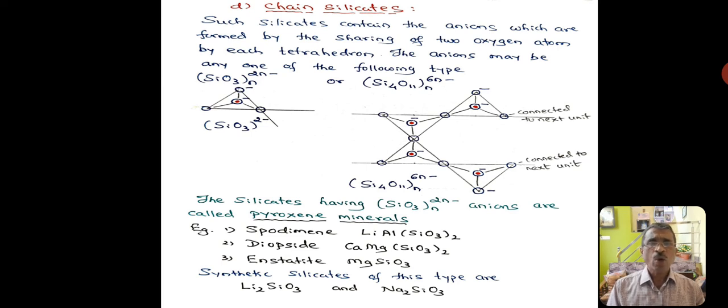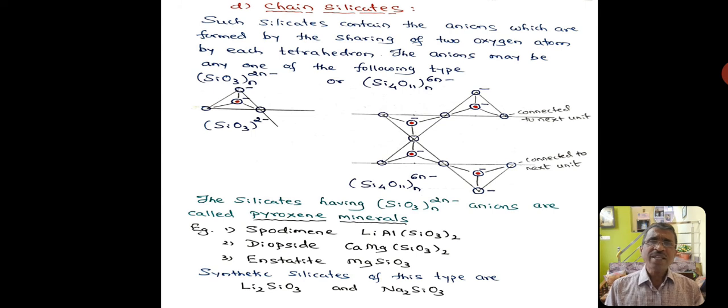So the examples of the pyroxene minerals are spodumene. Spodumene is nothing but lithium aluminium pyroxene silicate. Diopside, it is calcium magnesium pyroxene silicate. Similarly, enstatite, it is a magnesium silicate. Its formula is (MgSiO3) twice. So (MgSiO3) twice is enstatite, and it is also an example of pyroxene minerals.